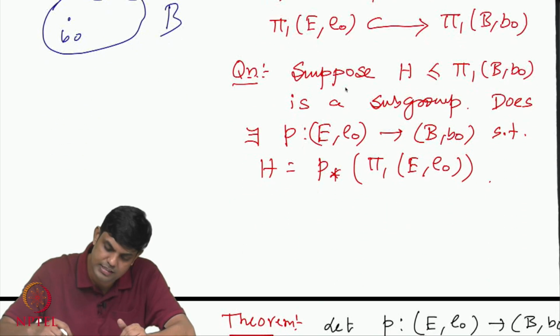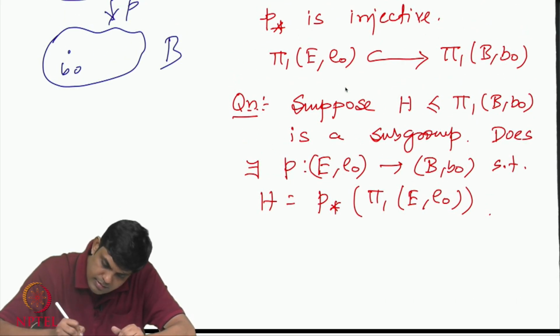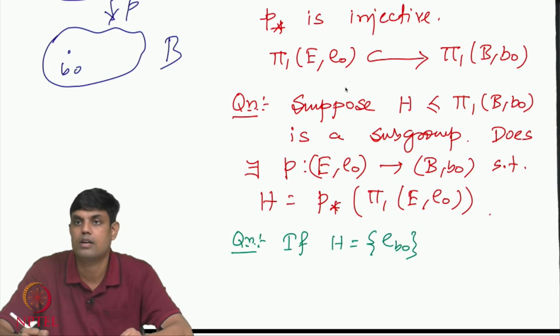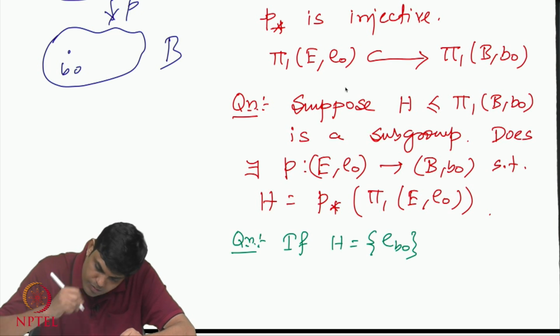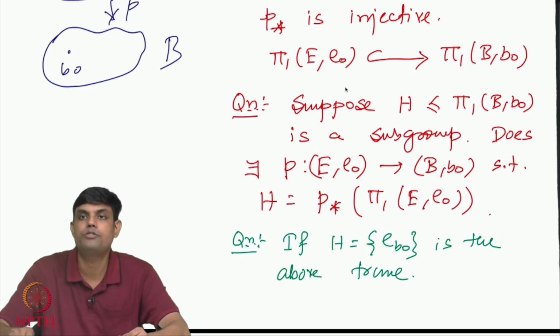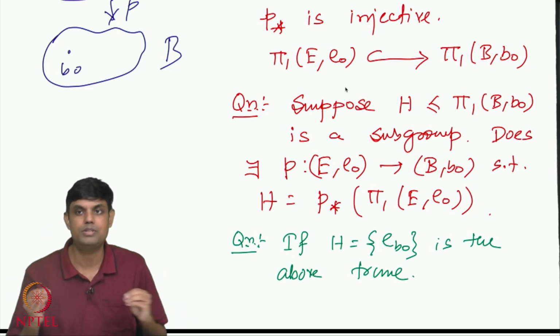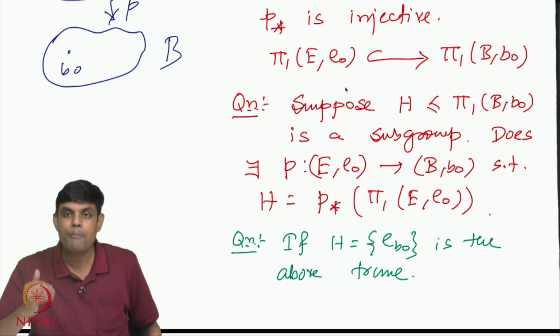So, a sub question of this would be, let me put this as a sub question. If H is simply the trivial group, which is the constant loop, is the above true? So, first check, is the above true? If it has to be true for all subgroups, first it has to be true for at least the trivial subgroup. So, what is the meaning of that?